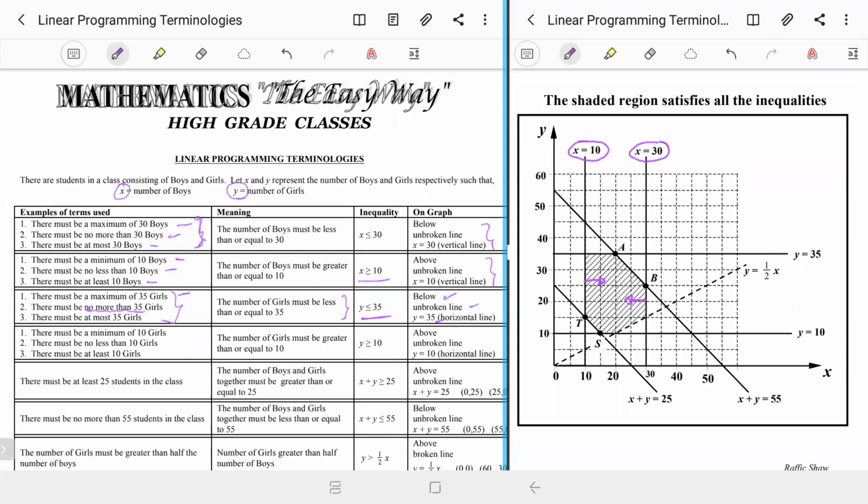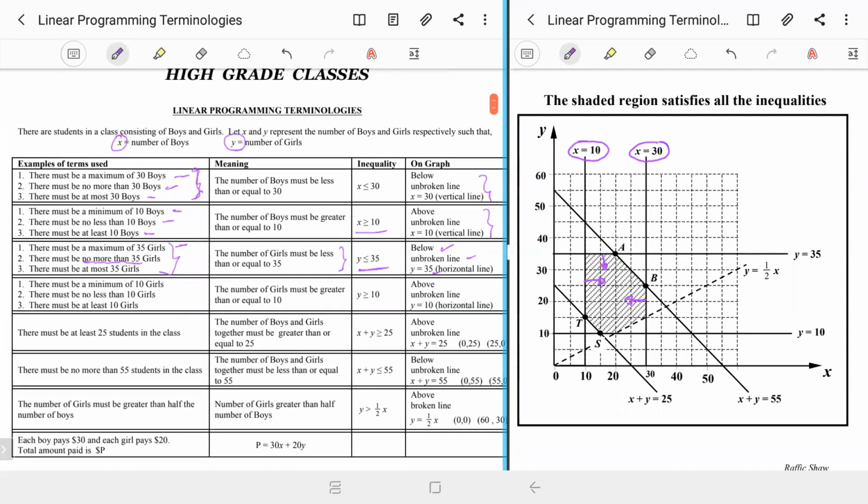If you look over on the graph here, see it here? Y equals 35. And we're going below that line. My shaded region is below that line. See there? Below. That's that. Let's go to the next set now.